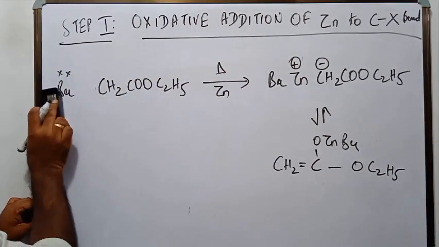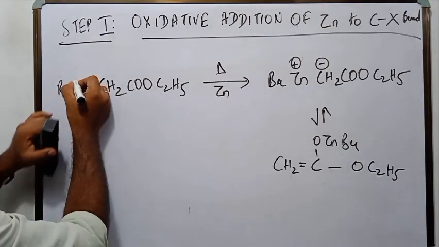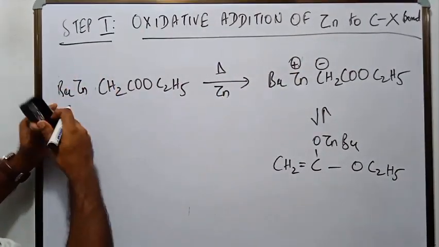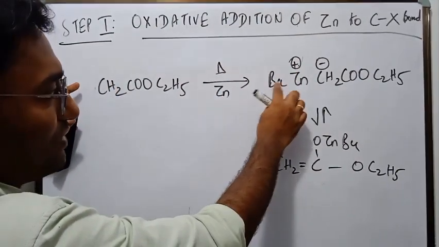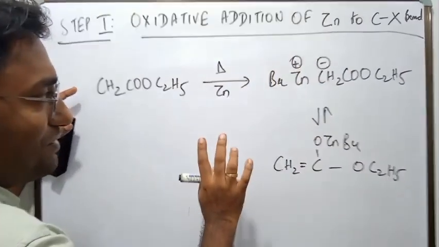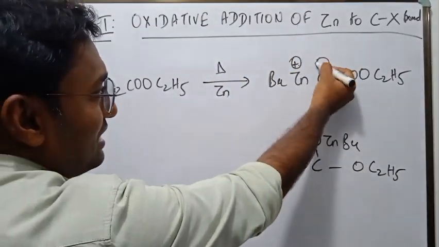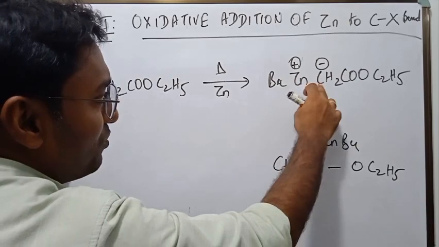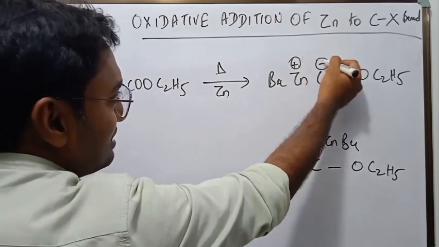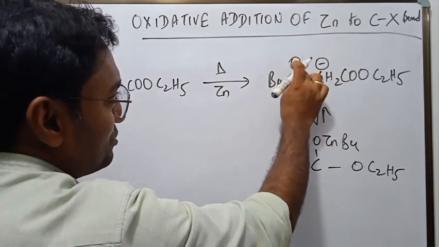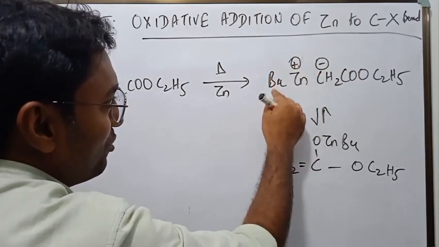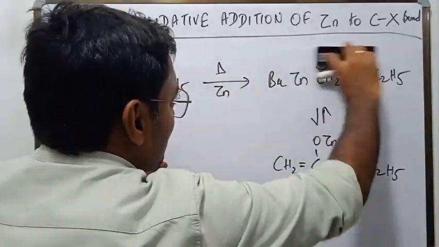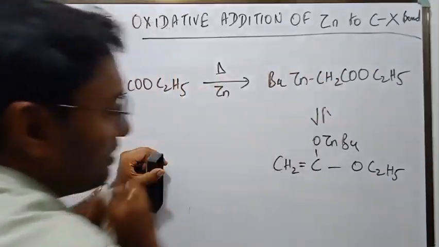Zinc gives one electron to bromine, and in that process zinc becomes positive. I have written that here. Now the electron pair that was left with the carbon when the halogen broke from the carbon, and zinc is positively charged because it has lost one electron to bromine, so it forms a bond with the carbon like this.